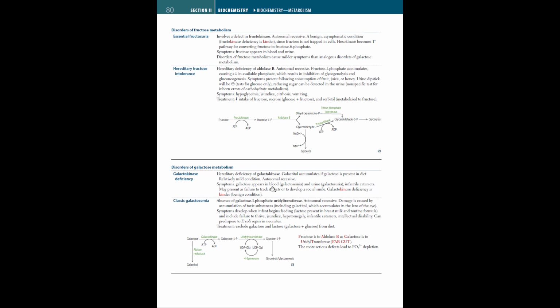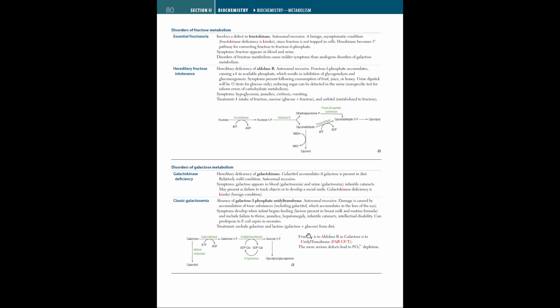Now, let's talk about classic galactosemia. Well, this is the absence of galactose-1-phosphate uridyltransferase, and this is, again, autosomal recessive. Now, the damage is caused by accumulation of toxic substances, including galactitol, which accumulates in the lens of the eye. Now, symptoms develop when the infant begins feeding, as lactose is present in the breast milk and routine formula, and include failure to thrive, jaundice, hepatomegaly, infantile cataracts, intellectual disability, and can predispose to E. coli sepsis in neonates. And the treatment involves excluding galactose and lactose from the diet.